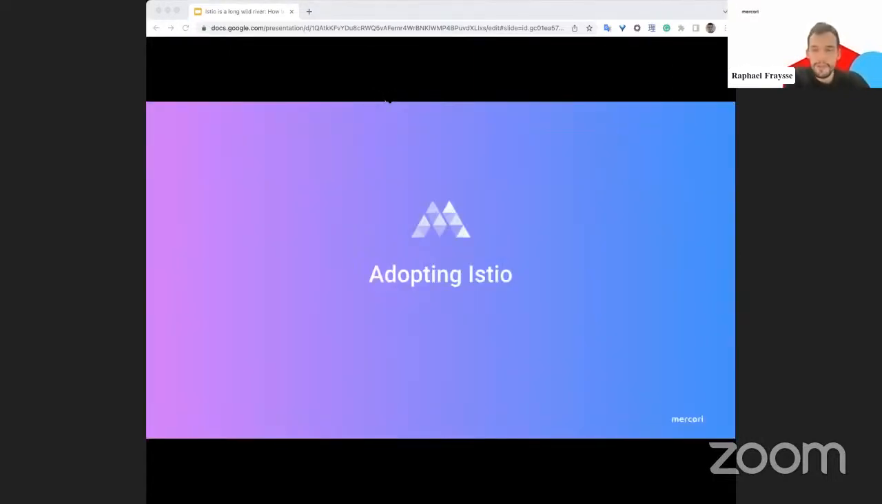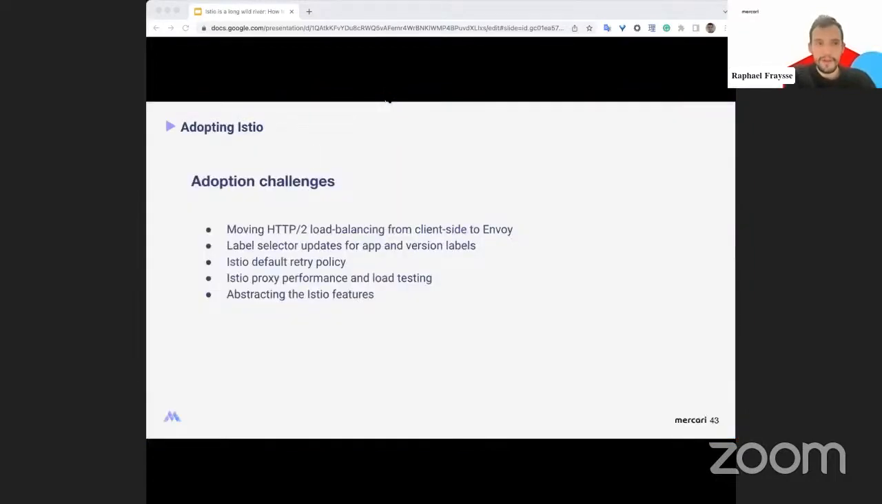So the second section is about adopting Istio. It is very important as well. And that's where we have a hard time, because it's been 4 years, I think, since we tried to adopt Istio for all services, but there are many blockers that prevent us from going straight away to a full adoption. So I'll try to explain what those challenges are.